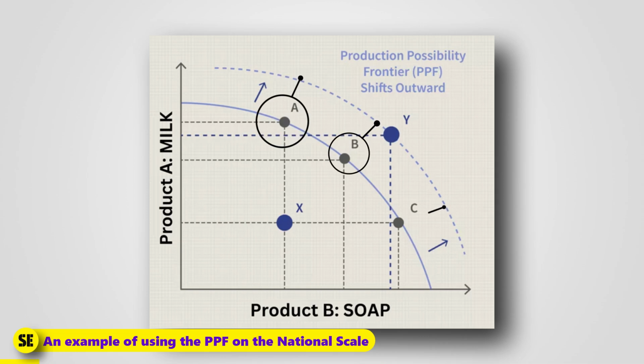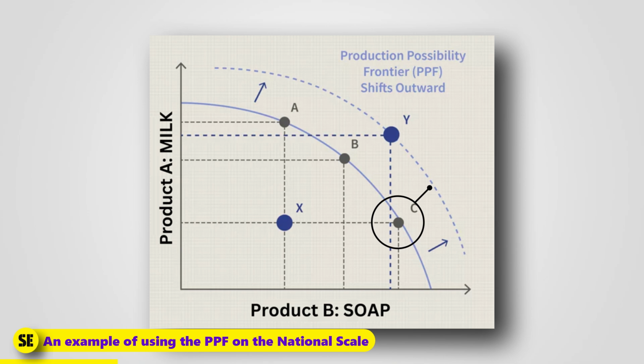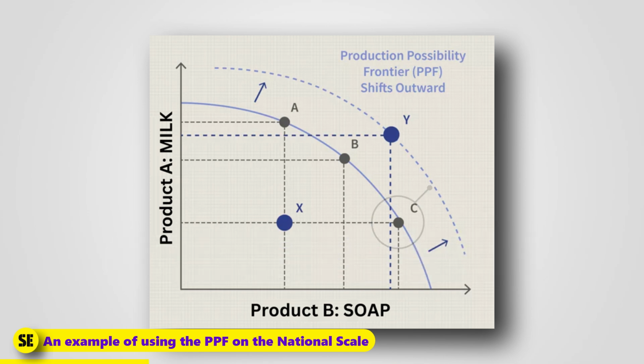Points A, B, and C are plotted on a curve that displays the most effective use of resources for the economy. It is possible to produce 5 units of milk and 5 units of soap, as indicated by point C, as it is to produce 3 units of milk and 7 units of soap. The economy cannot achieve the goal represented by point Y with its current resources, whereas point X indicates an inefficient use of resources. To increase milk production, the economy needs to reduce the amount of resources it currently uses for making soap, as indicated by point A.